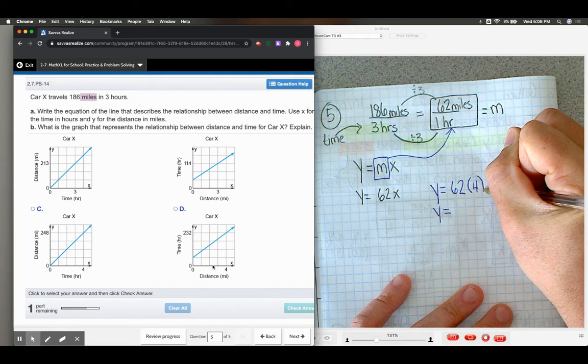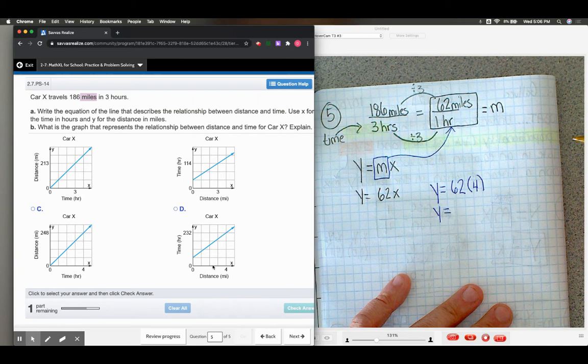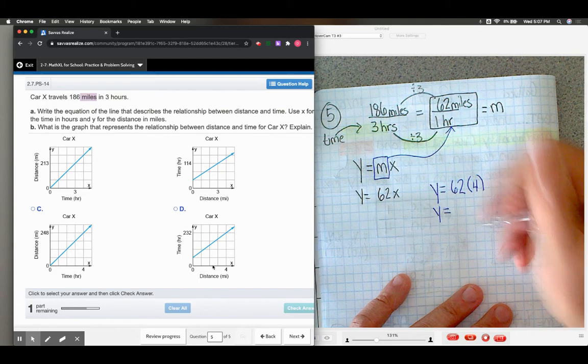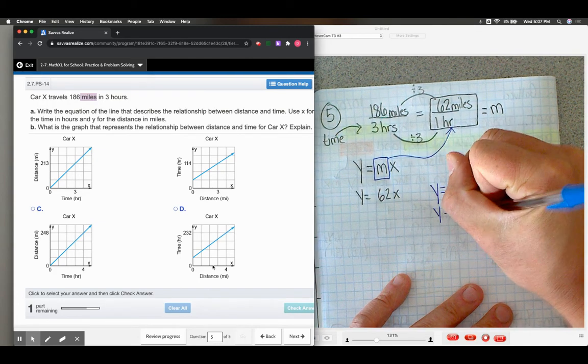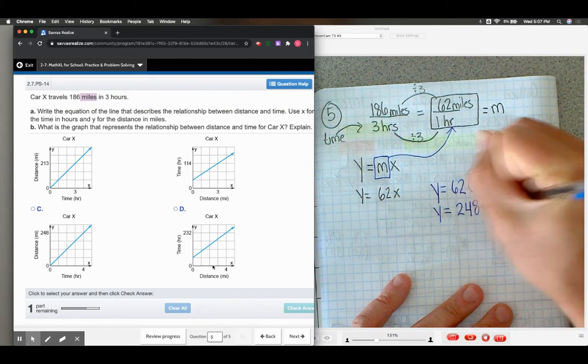Hey Siri. Hey Siri. Is she not listening to me? What is 62 times 4? I don't know why she's not talking, but she is on the screen. 62 times 4 is 248 miles.